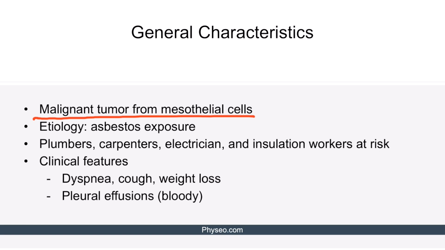It occurs due to asbestos exposure, and those especially at risk include plumbers, carpenters, electricians, and insulation workers. The clinical features include dyspnea, cough, and weight loss. It can also cause bloody pleural effusions.